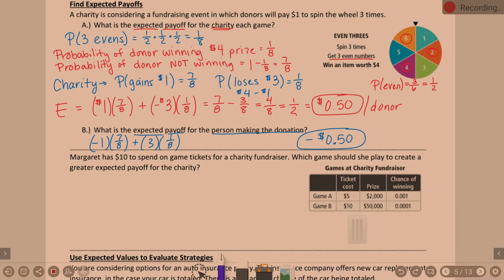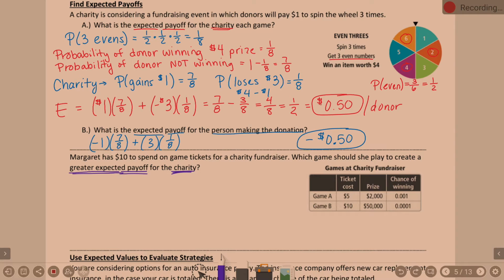So we had another example here about Margaret. Margaret has $10 to spend on game tickets for a charity fundraiser. Which game should she play to create a greater expected payoff for the charity? Okay, so we are looking for a greater expected payoff for the charity. You always have to pay attention to that because sometimes they're asking about the charity, sometimes they're asking about you as the donor, the person playing the games or whatever.